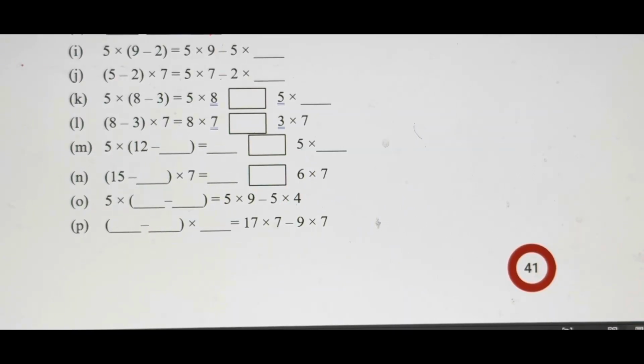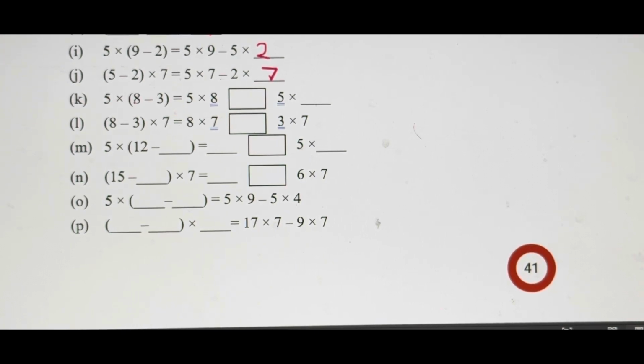Now question number I, you can see 5 into 9 minus 2. So 5 into 9 minus 5 into 2. Whichever number is missing, that we need to write. Now 5 minus 2 into 7. So 5 will be multiplied with 7, that is minus sign, and 2 will also be multiplied with 7. So here it will be 7.